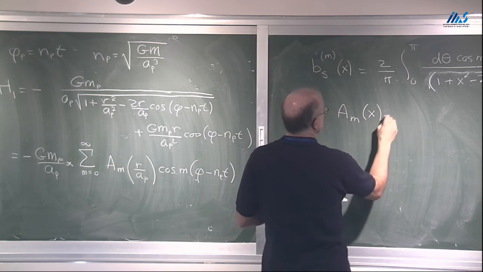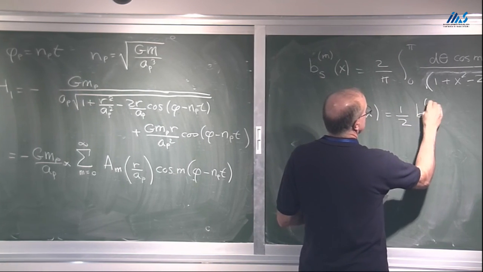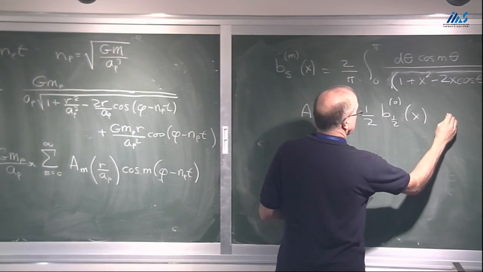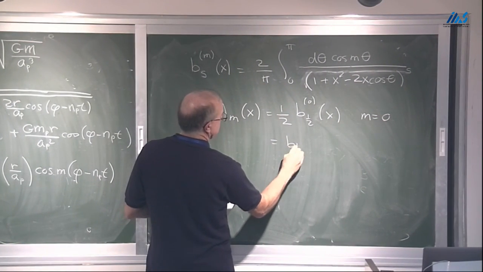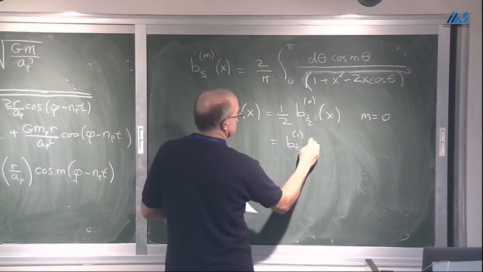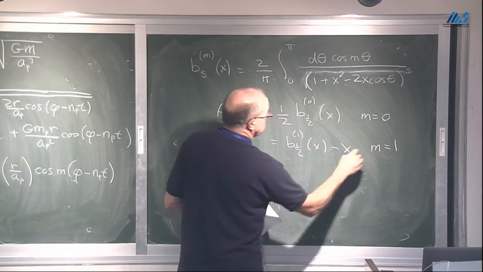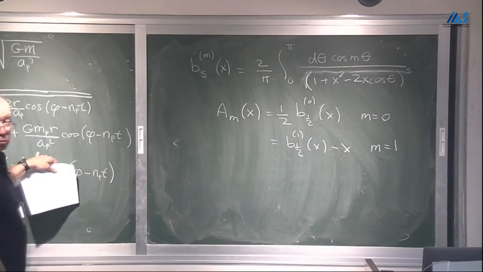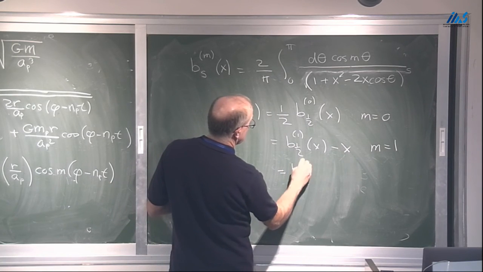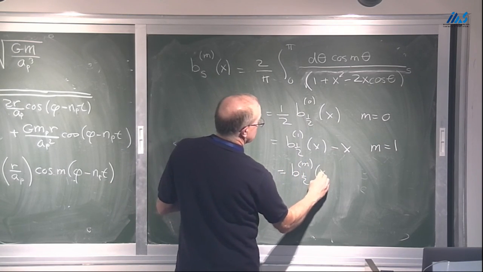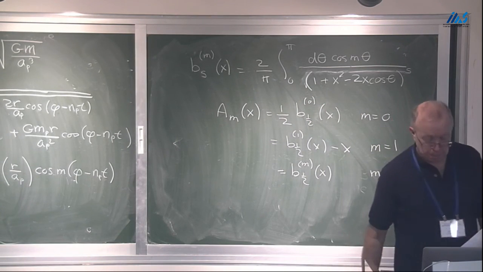a_m is a half b_{1/2}^{(0)}(x) if m equals 0. It's b_{1/2}^{(1)}(x) minus x if m equals 1. The extra x is just accounting for the indirect term. And b_{1/2}^{(m)}(x) if m is greater than 1.